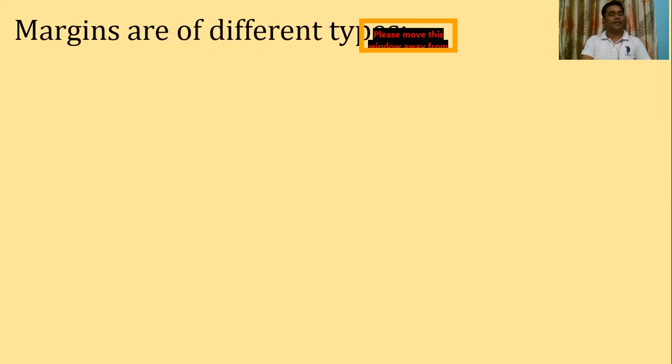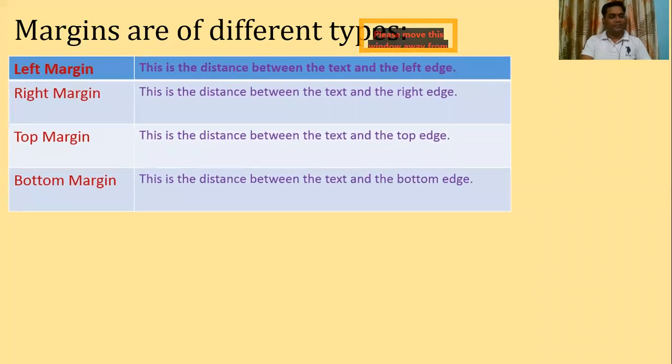Next thing is that margins are of different types. What kind of margins are there? Now we are going to know. Left margin, right margin, top margin, and bottom margin. The left margin is the distance between the text and the left edge. The right margin is the distance between the text and the right edge. The top margin is the distance between the text and the top edge. The bottom margin is the distance between the text and the bottom edge. These are called margins, and there are four main kinds of margins.